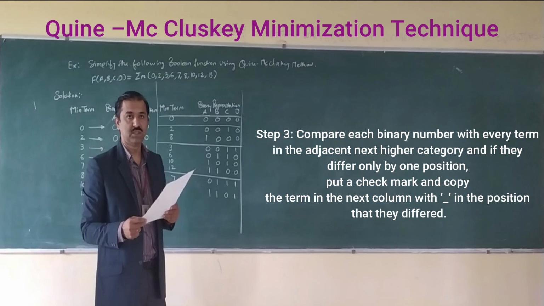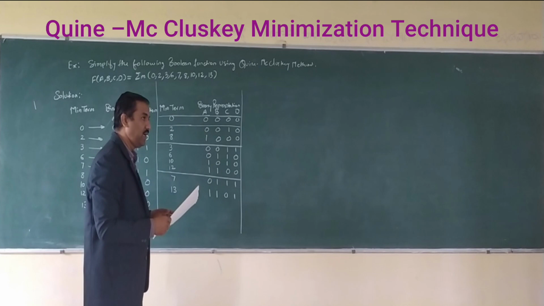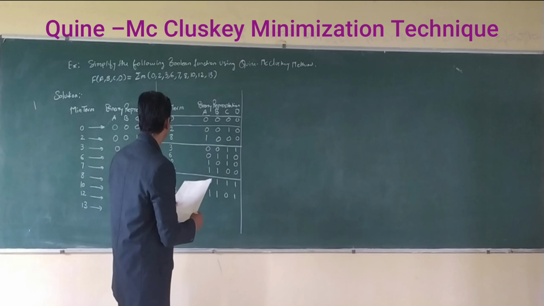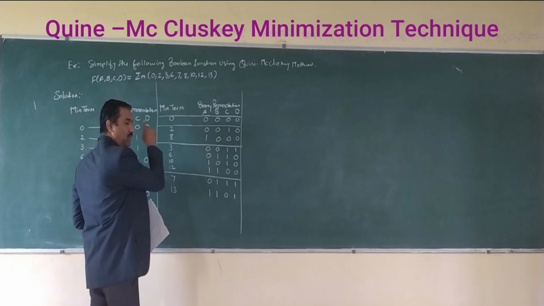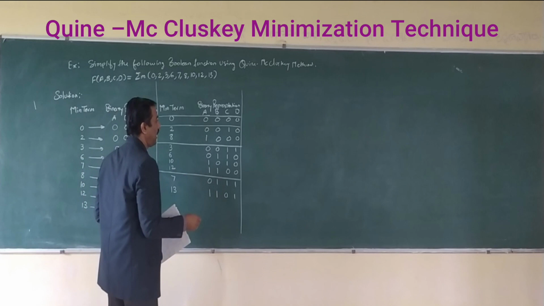So this is step number 3. Let us start with step number 3. We are going to compare each binary number with every term in the next adjacent higher category, and if they differ by one position, put a check mark and copy those terms in the next column with an underscore in the position where the terms differ. So which are the terms? Let me compare 0 with 2 and 0 with 8. Every term I need to compare with the next higher category. Individual terms need to be compared, and you should identify the terms which differ at the respective position.